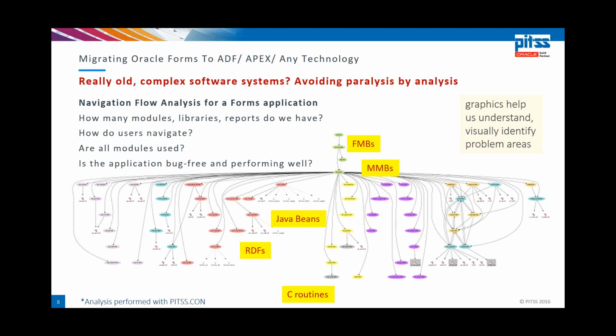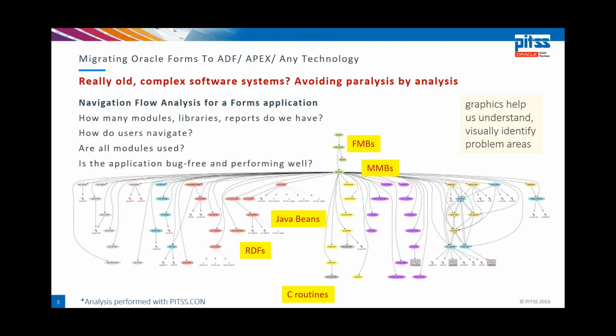So this is why we need these types of analysis, to make things visual. This analysis here is a navigational flow. You can also generate it manually by searching for calls, open form and so on, calls inside an application, and then drawing these calls. We typically deal in our projects with large applications, hundreds of FMBs, even thousands of FMBs. So we use an automated functionality inside PITSS.CON.